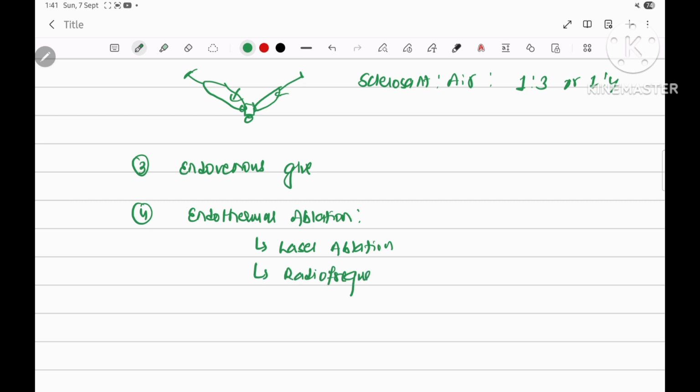Radiofrequency ablation. This laser ablation is known as EVLA. EVLA means endovenous laser ablation. Okay, and the second is radiofrequency ablation. Both of these methods have their own pros and cons.